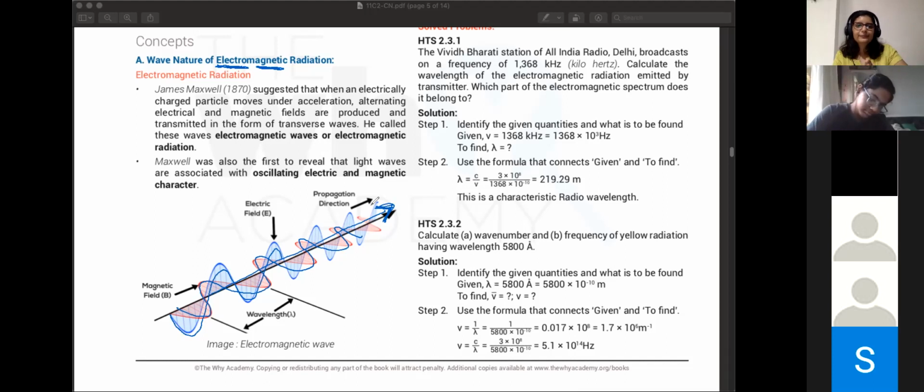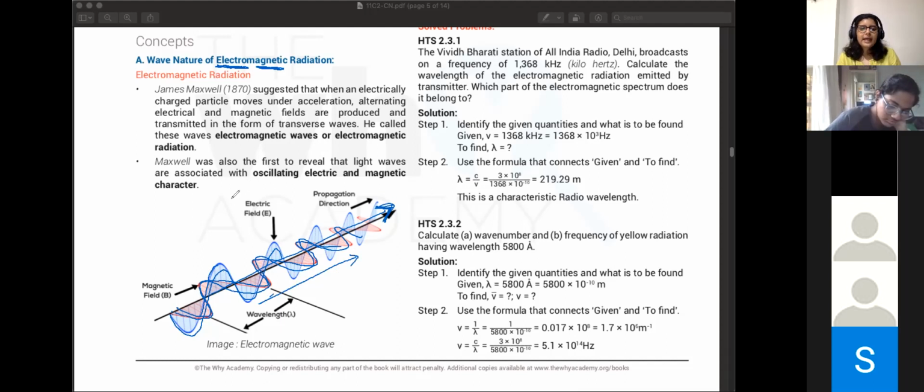They both coexist, right? So Maxwell was the first one to suggest to study it in detail in 1870. He said that when an electrically charged particle moves under acceleration, alternating electrical and magnetic fields are produced. That is why if you have current passing through something, there is always a magnetic field also produced, and the electric field and magnetic field are always perpendicular to each other. Those fields are transmitted in the form of transverse waves, and these waves are called electromagnetic waves. So you have electric, which is the blue part of it, and magnetic, which is the pink or red part of it. Both of them are perpendicular to each other, and the direction where they move is also perpendicular to both of them.